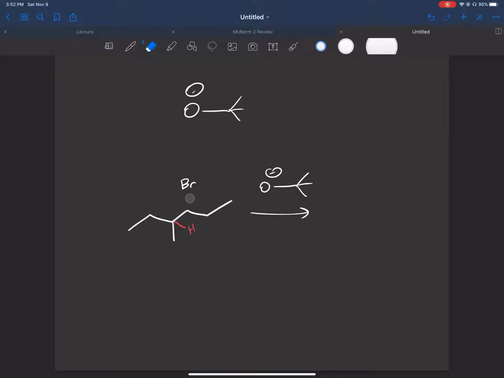So now we're going to do this with stereochemistry. I'm going to make my Br wedged.